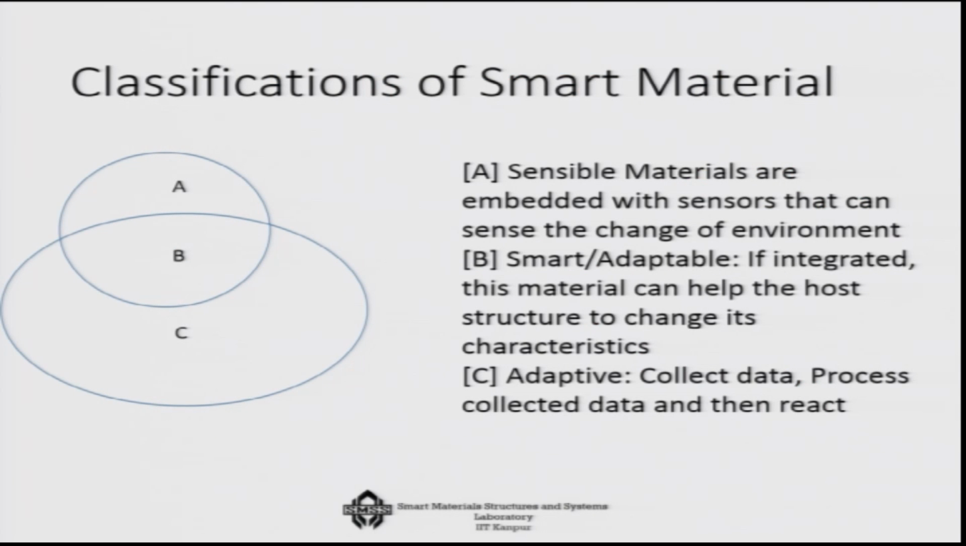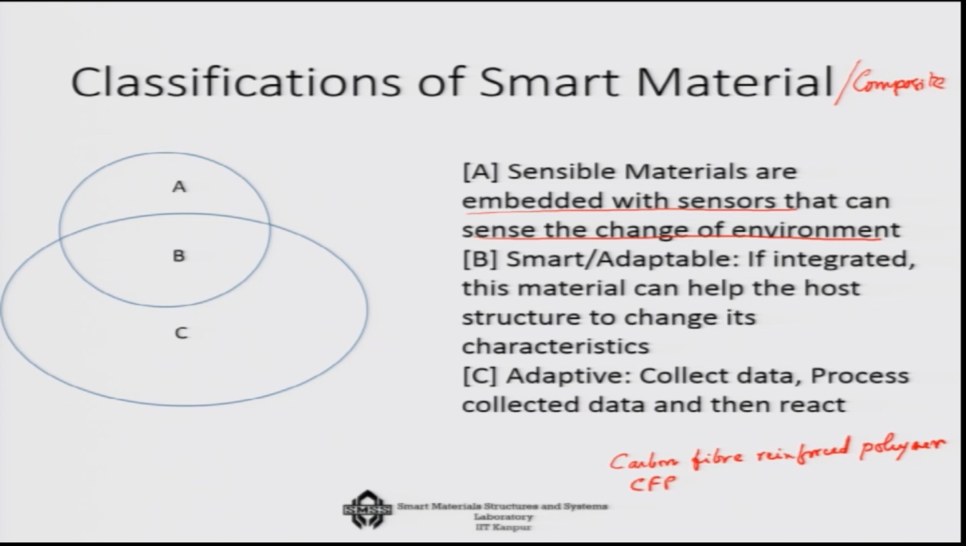There are some classifications of smart material, in terms of, I would say, smart composite material. What are these classifications? There are basically 3 groups. Group A is called sensible materials, which are just embedded with sensors that can sense the change of environment. Let us say I have a composite and I have added some optical fibers in it. One of the examples, say, is carbon fiber reinforced plastic, we will talk about it later on, but this name is very important: reinforced plastic or polymer.